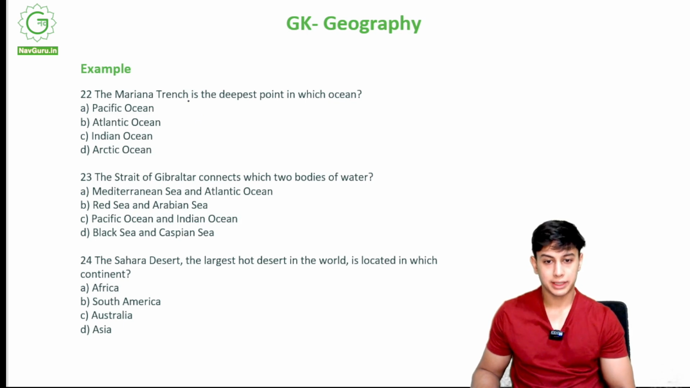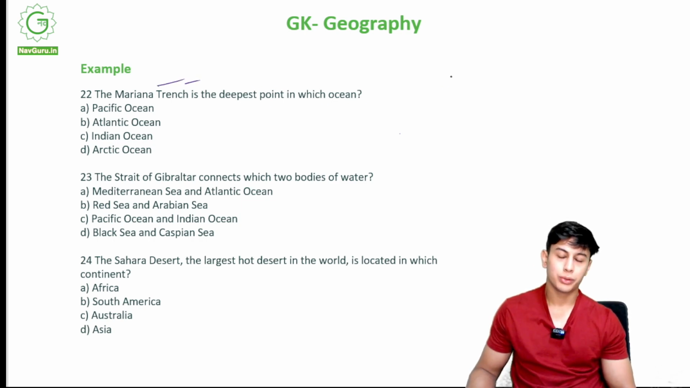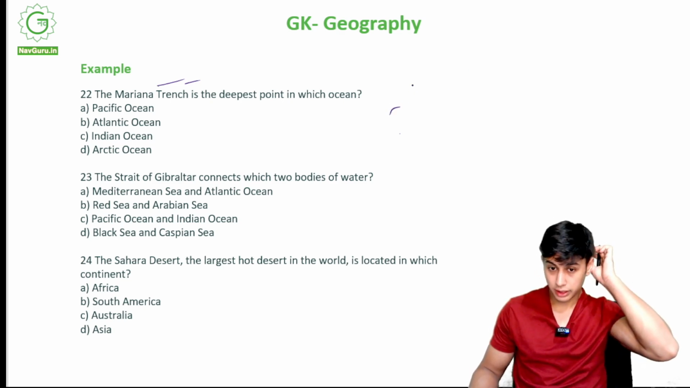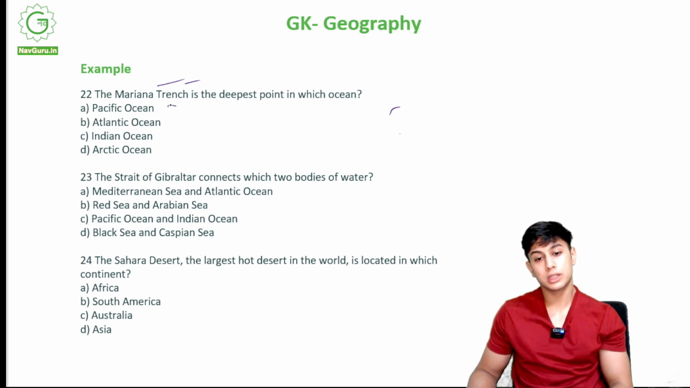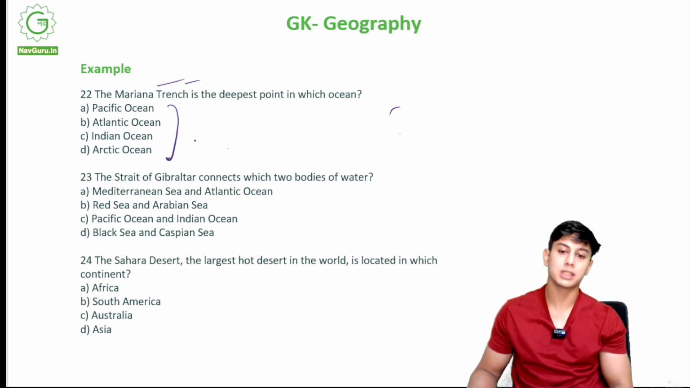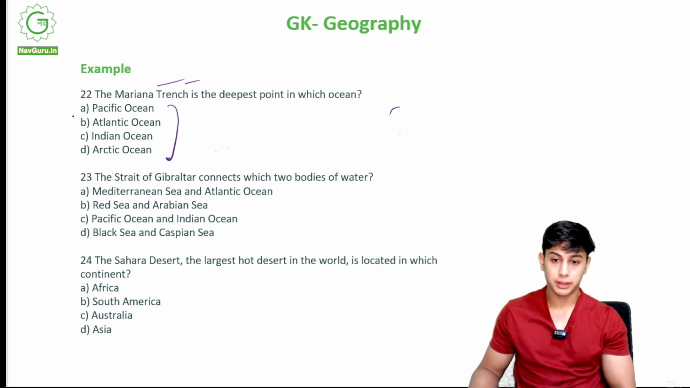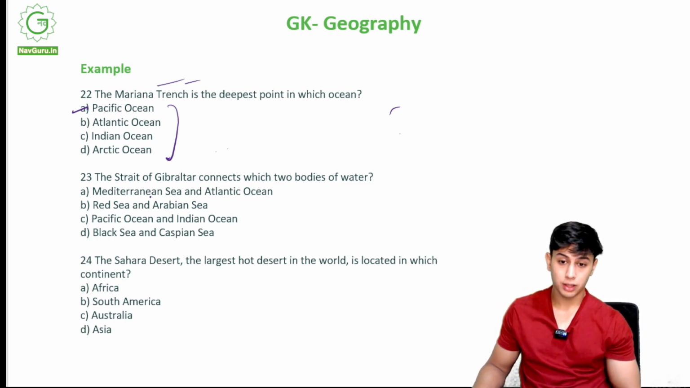The Mariana Trench is the deepest point in which ocean? So it is the deepest point of the earth. Okay, we know that this is the depth of the earth that we know right now. Now out of this, in which ocean does it lie? Is it the Pacific Ocean? Is it the Atlantic Ocean? Is it the Indian Ocean or is it the Arctic Ocean? It is A, Pacific Ocean.